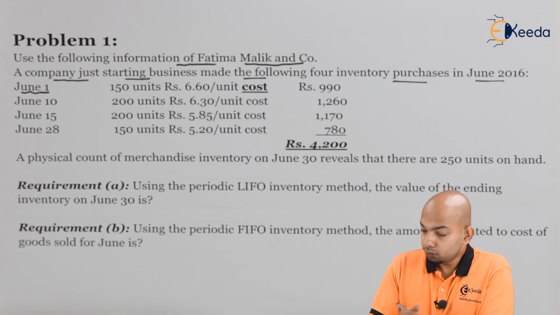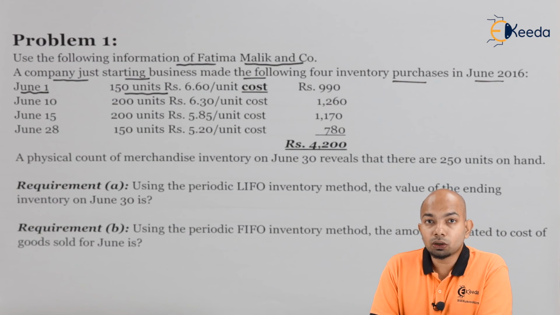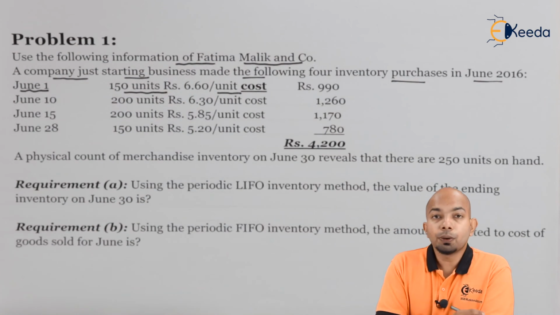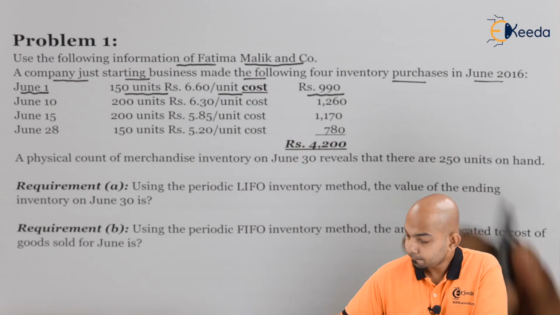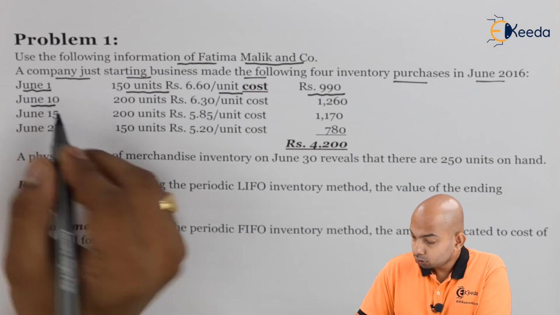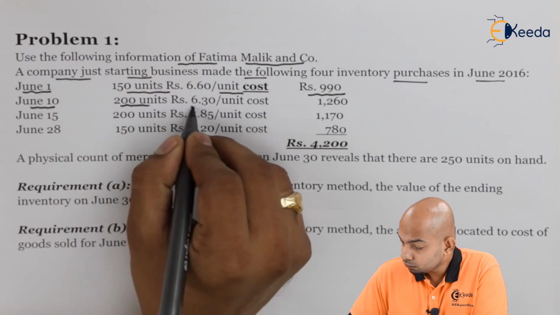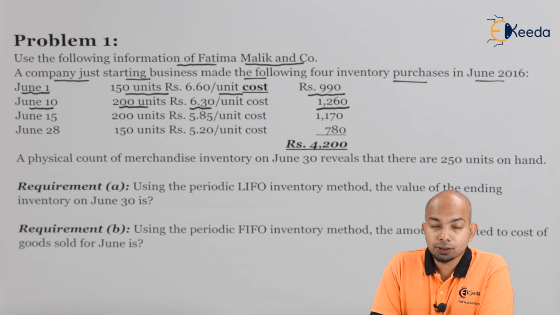On June 1, 150 units at the rate of 6.60 per unit cost were purchased. That means the total amounts to 900 rupees. Similarly, on June 10, 200 units at the rate of 6.30 per unit were purchased. Total amounts to 1260.